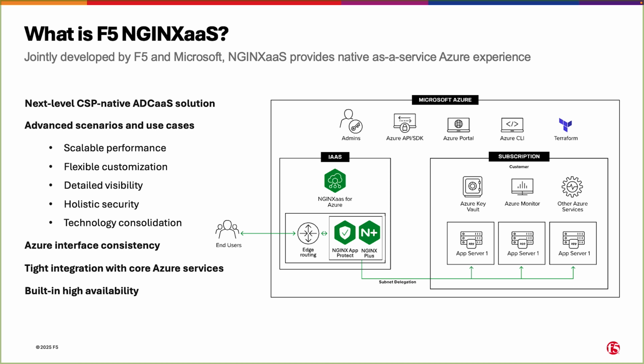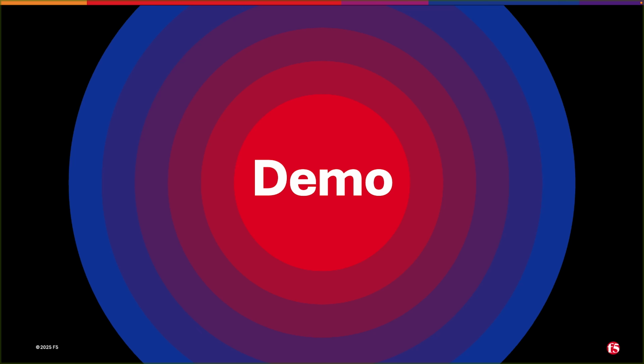It simplifies complex scenarios like multi-cluster Kubernetes load balancing and failover, ultimately improving user experiences through increased uptime, enhanced security, and better insights into app performance. Let's take a look at how to deploy NGINX as a service on Azure with just a few clicks.